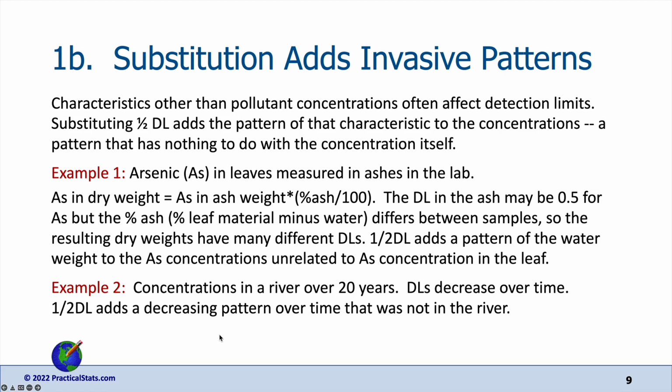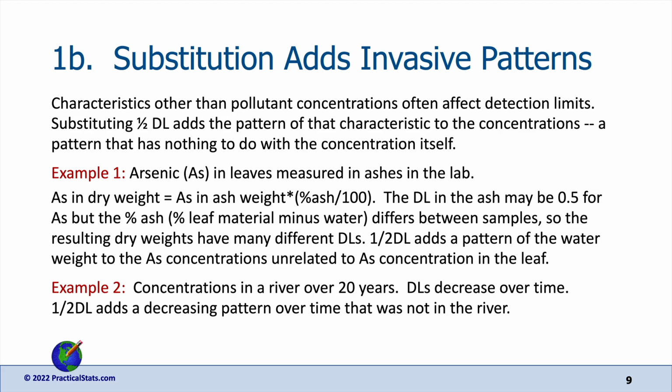Second example, this is the most common example that I've seen. Concentrations in something like a river over a period of time, let's say 20 years, and we measure those concentrations, but detection limits decrease over time. So the other variable that's not related to concentration necessarily is time. If I put in 1/2 the detection limit, that just adds in a pattern that's a decreasing set of numbers, higher in the early period because the detection limits were higher, lower in the later period. And that pattern, that decreasing trend pattern that you've just put into the concentrations, is not there in the river.